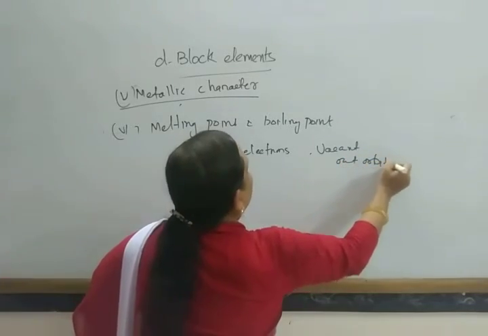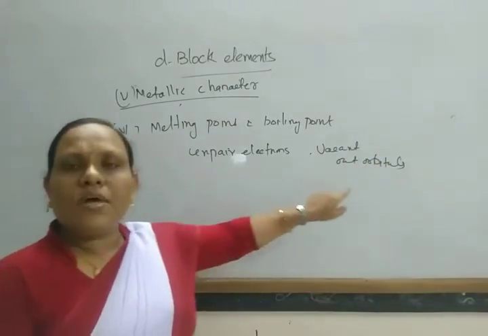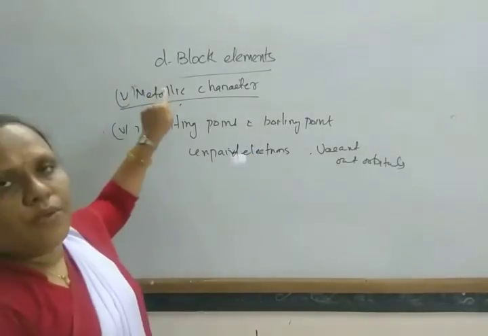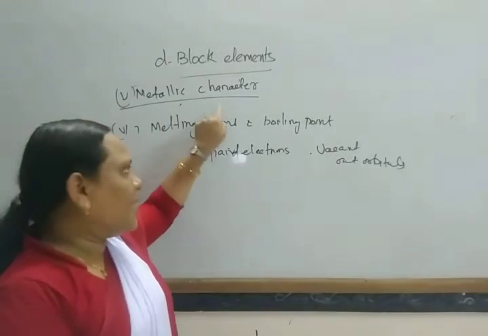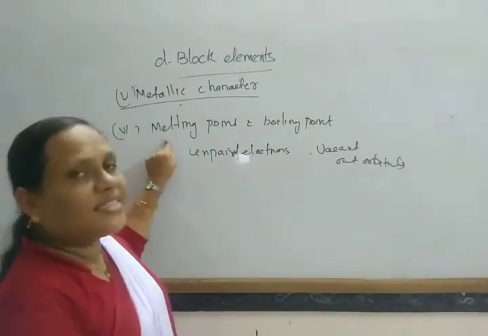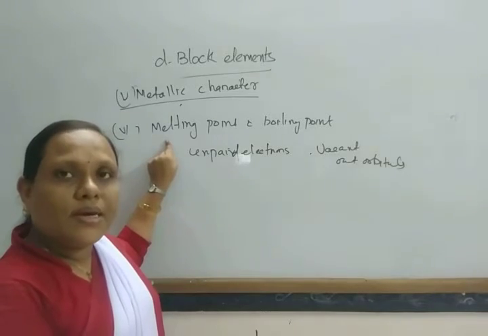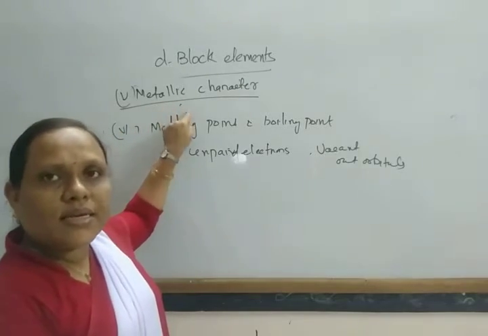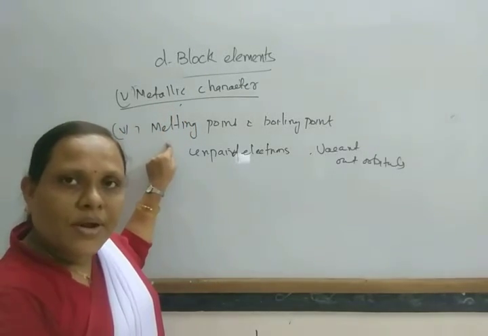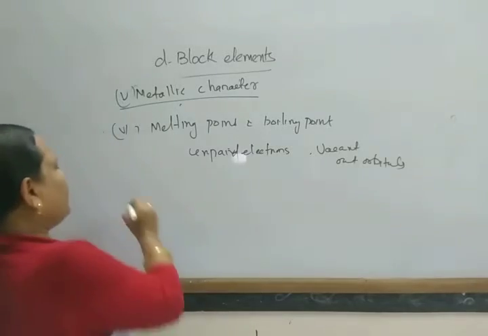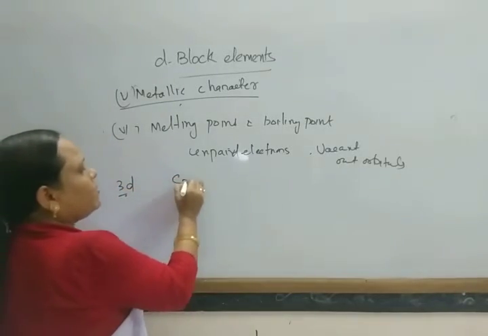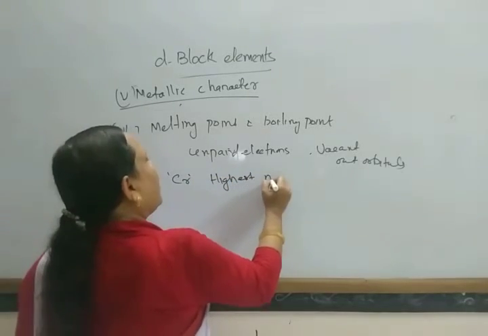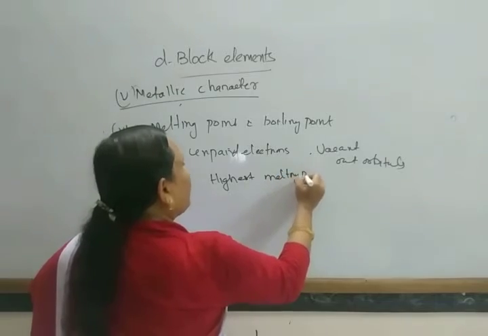Due to vacant outer orbitals or unpaired electrons, they form this metallic bond. Due to this metallic bond, they possess high melting point and boiling point. If the number of unpaired electrons is more, then the metallic character is more, and the melting point and boiling point are higher. So in the 3d series, chromium has the highest melting point.